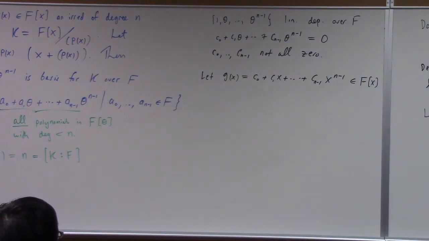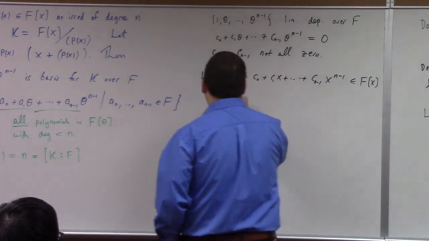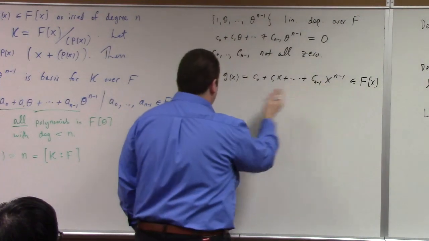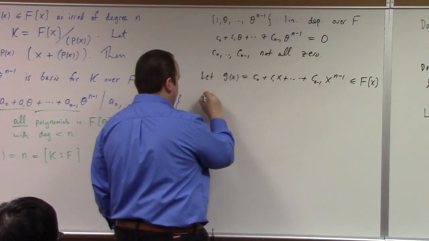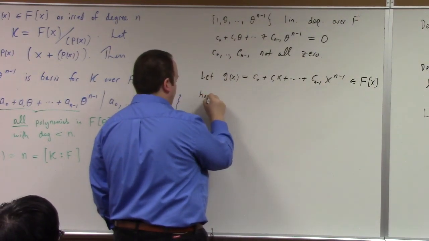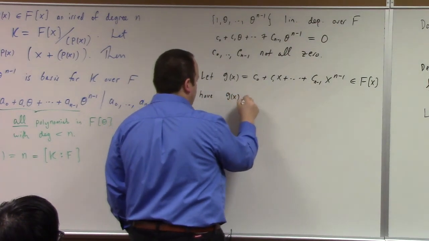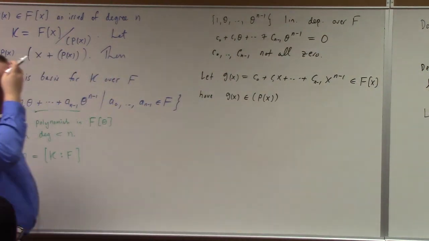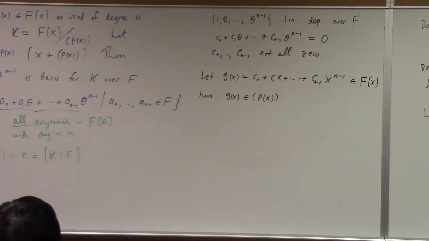You're saying something more interesting. We have that g of x is an element of this ideal, right? How do you know that? You have theta as a root, and actually theta is just x plus the ideal (p(x)). So when you sum it up, it is equal to 0, which is the ideal (p(x)).